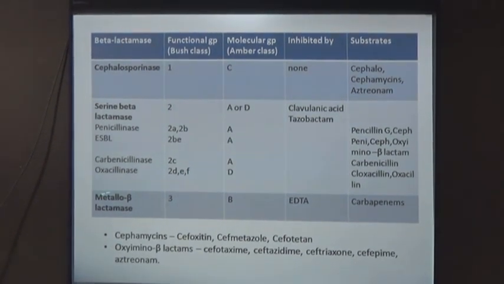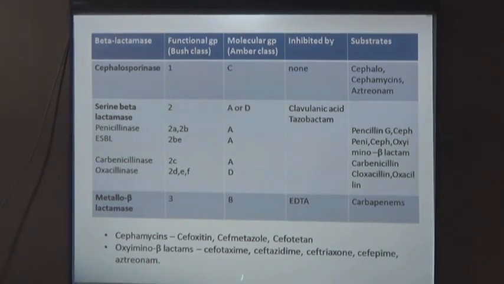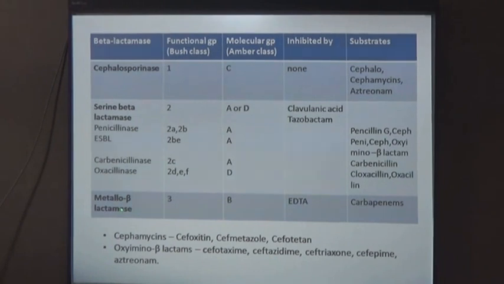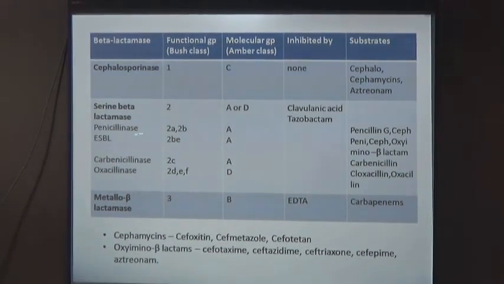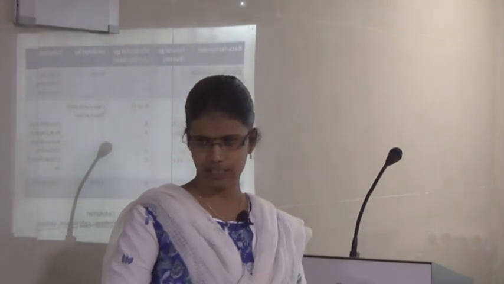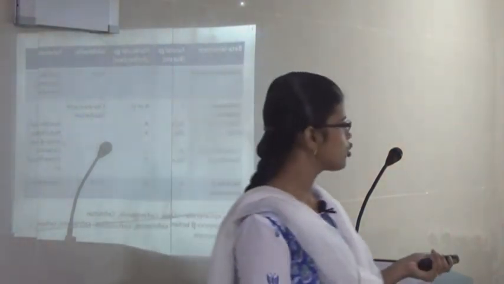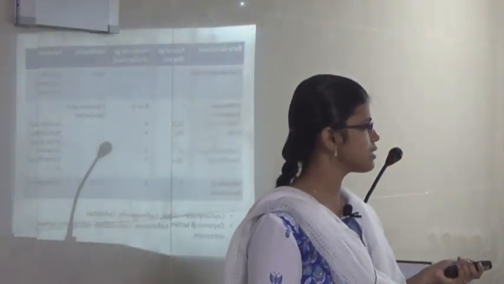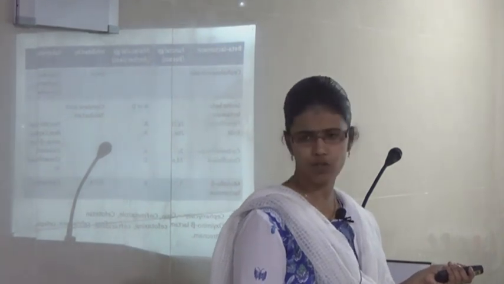Okay, so this is the zinc metal enzymes. There are three classifications: cephalosporinase, serine beta-lactamase and metallo-beta-lactamase. The metal is zinc. Among serine beta-lactamases, there are penicillinase, extended spectrum beta-lactamase, carbenicillinase and oxacillinase. Penicillinase is among 2A, 2B, and its substrates are penicillin G and cephalosporin.